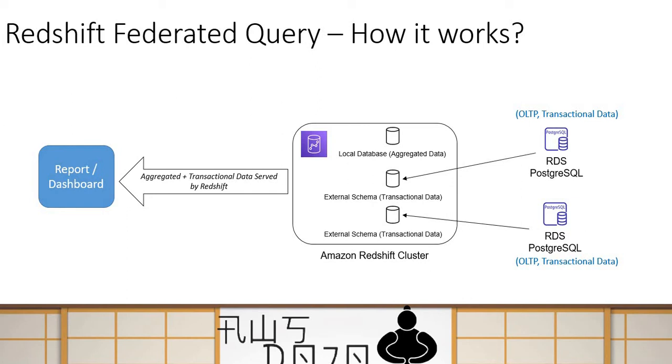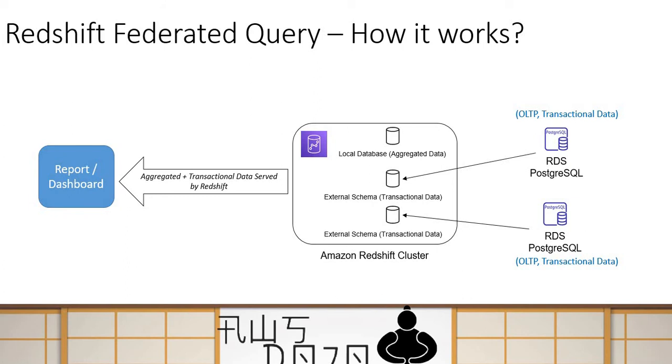So literally your report and dashboard is reaching out to your Redshift cluster for both aggregated and transactional data, and then the Redshift cluster in a single query can give aggregated data through the local databases, while getting your transactional data from the external schemas created, using federated query on top of that. So that's how exactly it works.